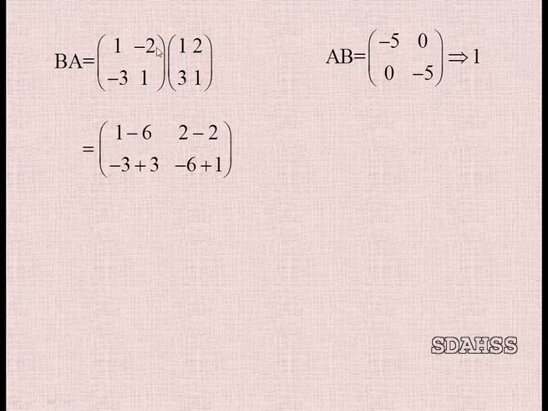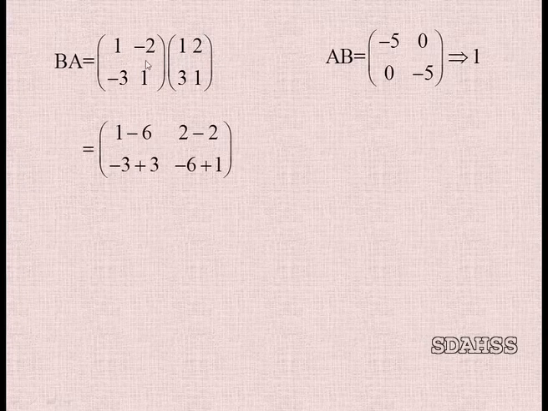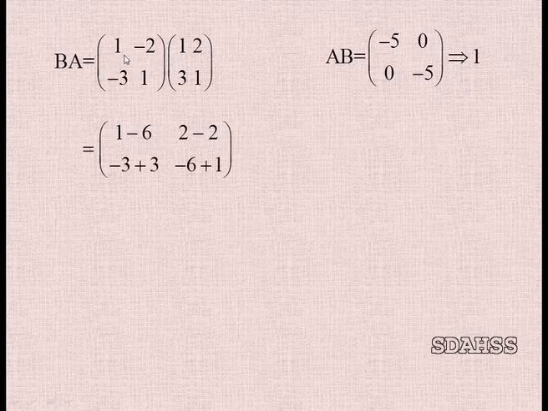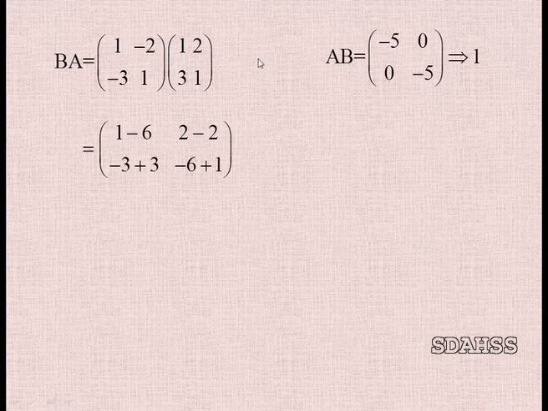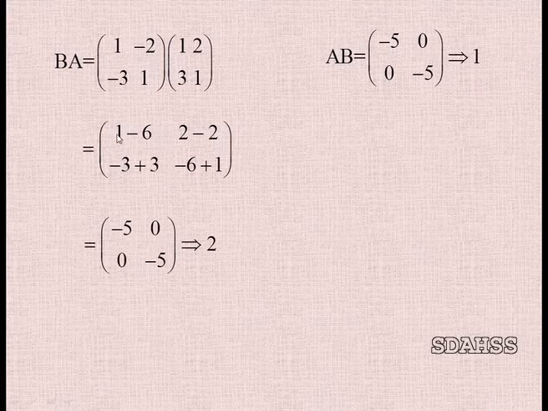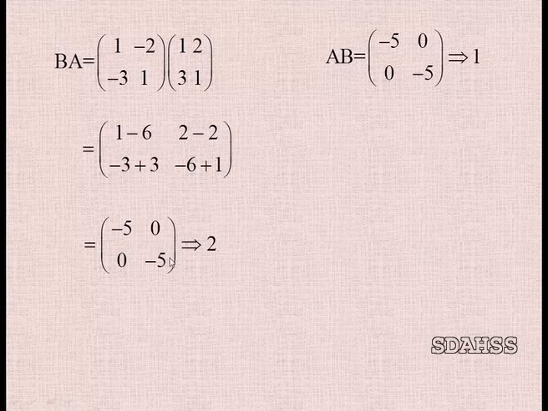Now multiply first row and second column. So you have 1 into 2, 2, minus 2 into 1, minus 2. Then multiply second row and second column. So you have minus 3 into 2, minus 6. Plus 1 into 1, 1. Simplify. 1 minus 6, minus 5. 2 minus 2, 0. Minus 3 plus 3 is 0. Minus 6 plus 1, minus 5.